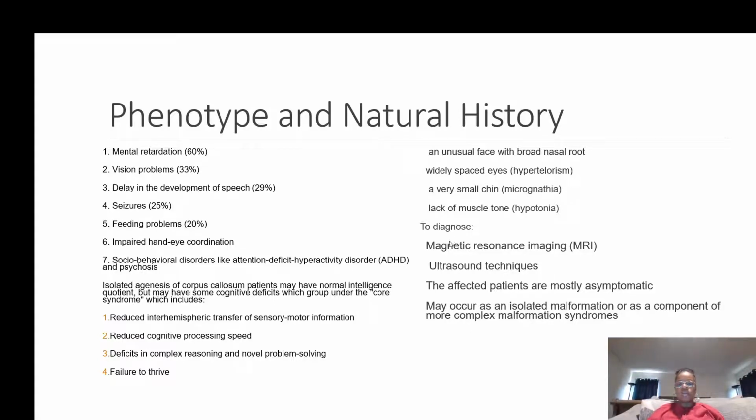To diagnose, we can use MRI and ultrasound techniques, and the affected patients are mostly asymptomatic, and it can be associated with other malformation syndromes.